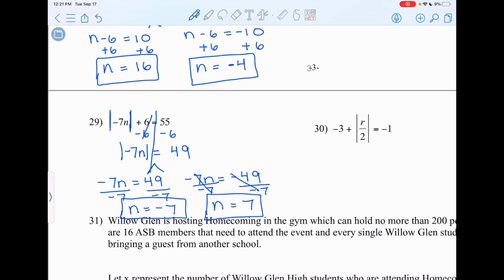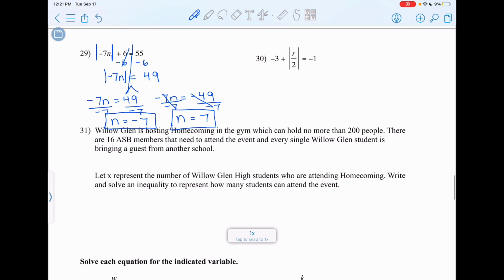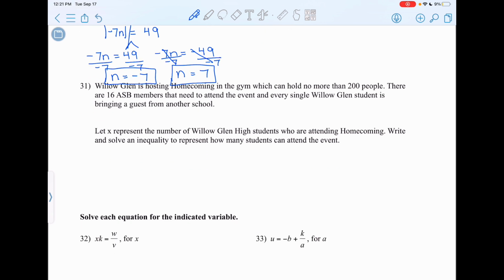Now let's try a word problem talking about inequalities. Willow Glen is hosting homecoming in the gym, which can hold no more than 200 people. There are 16 ASB members that need to attend the event, and every single Willow Glen student is bringing a guest from another school. Let x represent the number of Willow Glen High School students who are attending homecoming. Write and solve an inequality to represent how many students can attend the event.